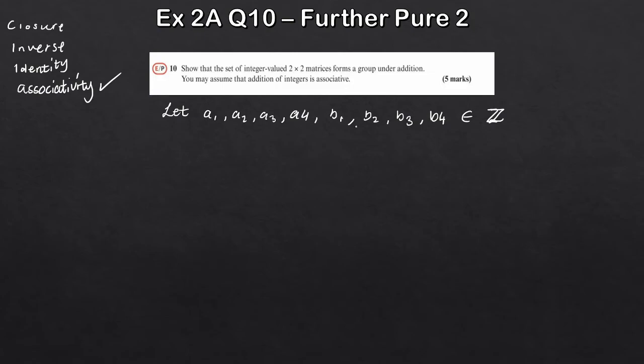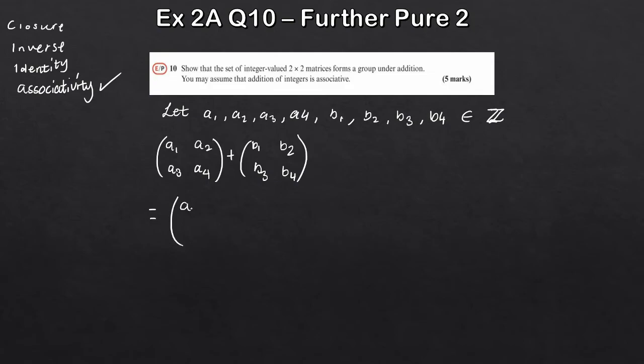So if we take all these values as being integers, what I can do now is set these up for addition. So that's A1, A2, A3 and A4. And let's add that now to the same, but in terms of B: B1, B2, B3 and B4. So now let's add these up. That would be A1 plus B1, A2 plus B2, A3 plus B3, and then A4 plus B4.